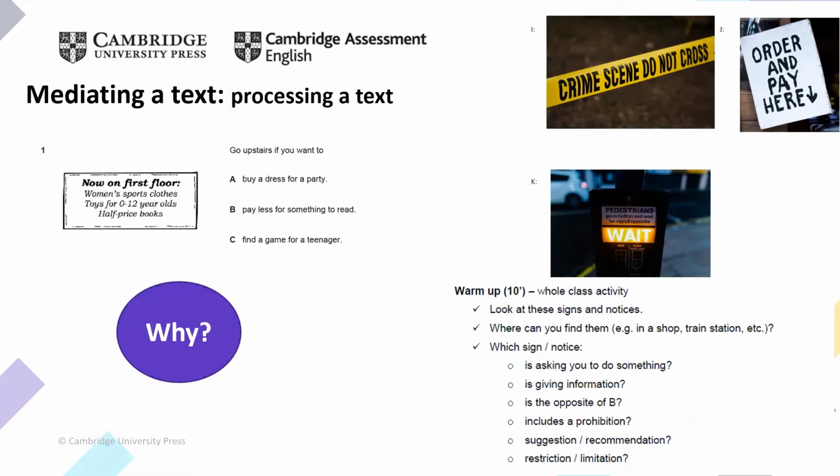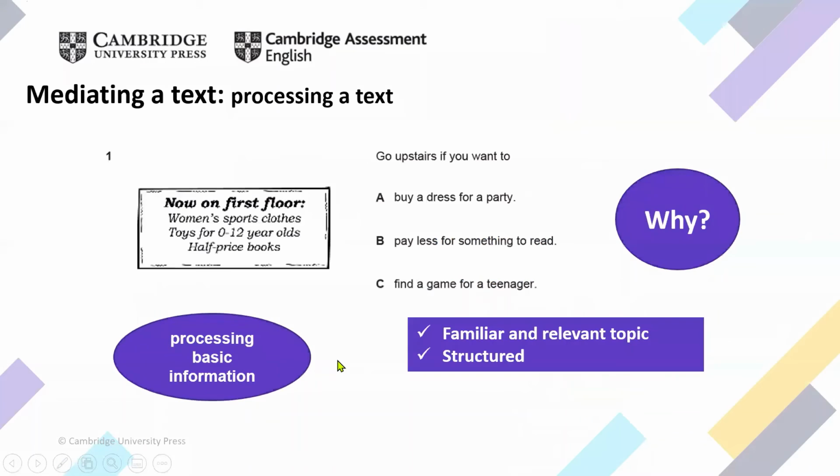Did you ever do that, Victoria? Yes, I think it is a good idea. And it helps them to learn and remember the rules and the instructions. So definitely useful. So again, we're asking our students here to process basic information. Again, it's very familiar and relevant.